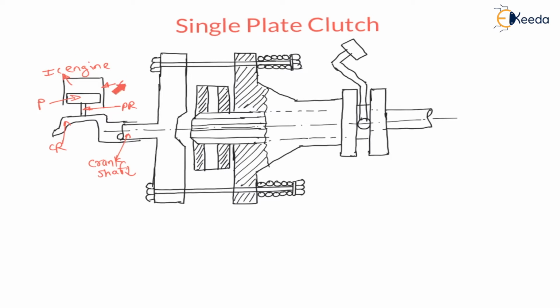This total arrangement is called the IC engine. Means inside the cylinder the piston is reciprocating, and the piston is connected to the piston rod, which is again connected to the connecting rod, and from the connecting rod power is transmitted to the crankshaft. This total arrangement is called the IC engine. This topic you are going to see in thermodynamics.